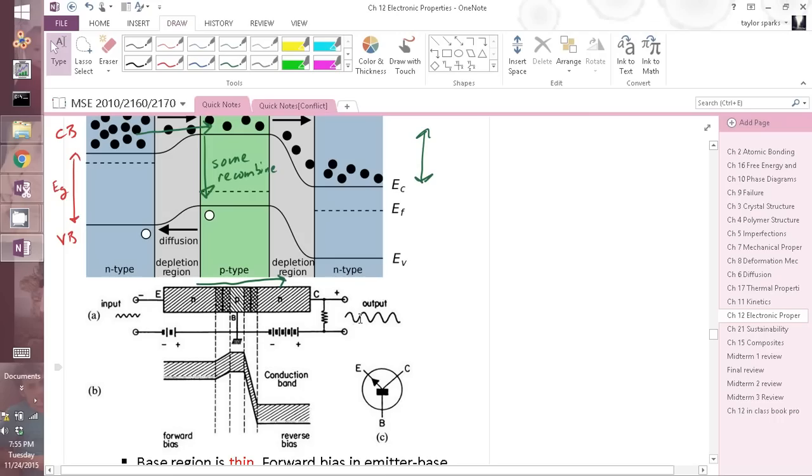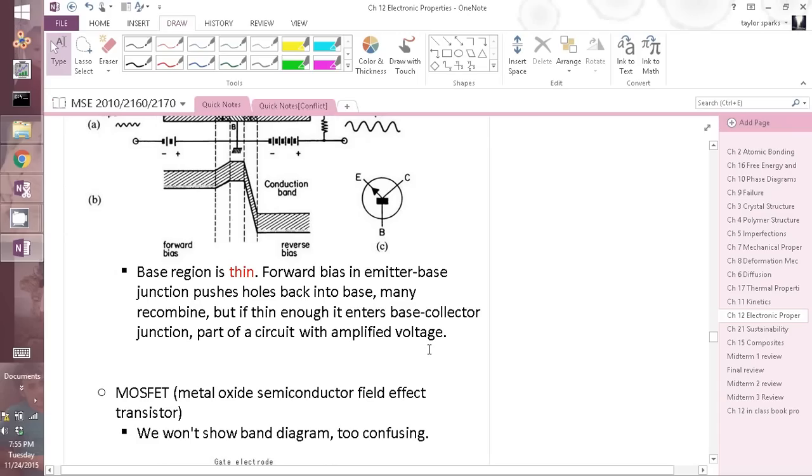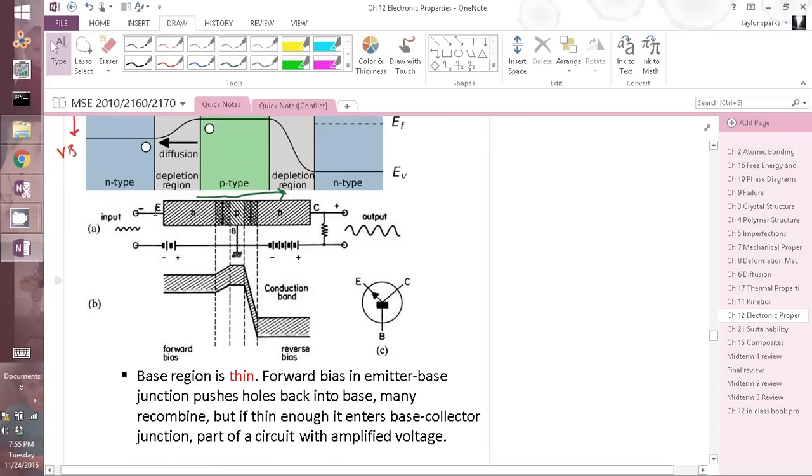And this is made possible by understanding electronic properties of materials, how conduction and valence bands work, how recombination works, and we won't go into more detail than that. That's really the basis of it. Again, the catch is that this base region is thin, and that you have a small voltage at first driving it across, but you have a large voltage driving it into the collector region.